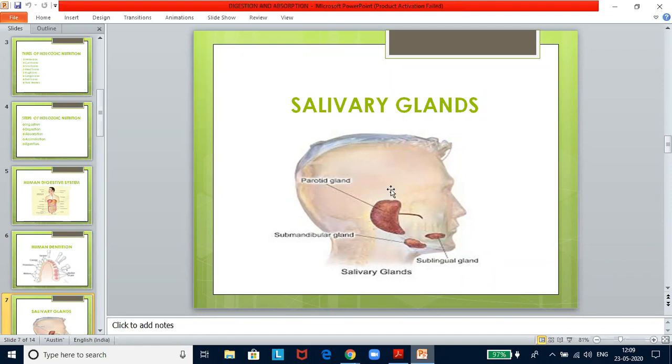Parotids are paired glands in the cheek regions near the ears. The secretion passes via Stenson's duct, which opens opposite to the second molar teeth in the mouth cavity. Mumps is an infection of the parotid glands caused by a virus.